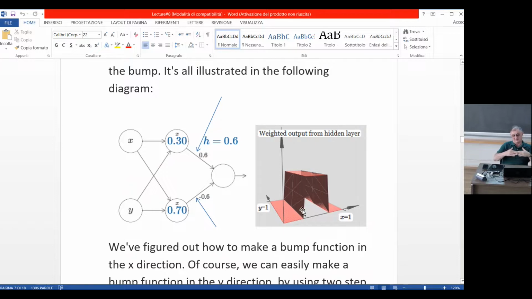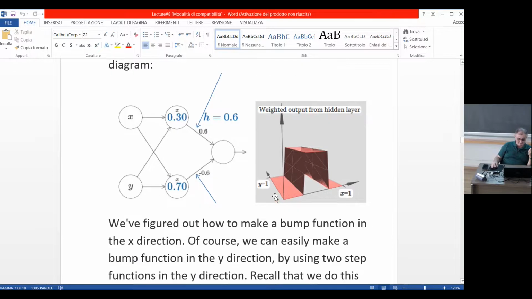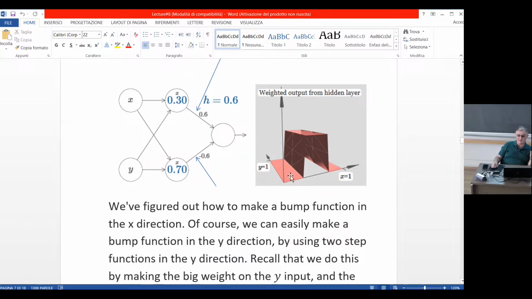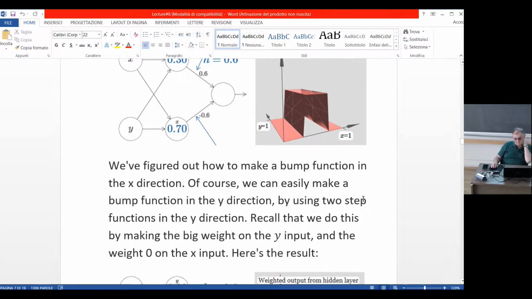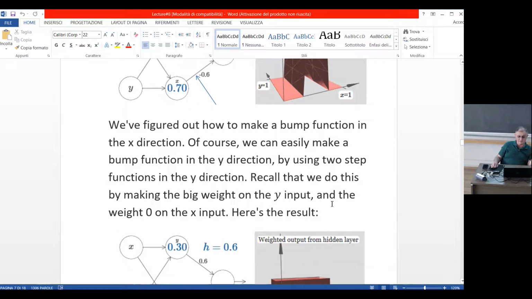So we have combined two step functions. So we can regulate the beginning of the jump, or also the end of the jump, and the height of this bump figure. So now we can do it in the second direction.